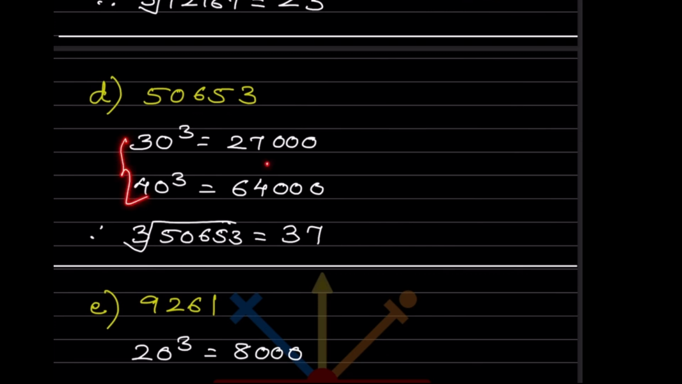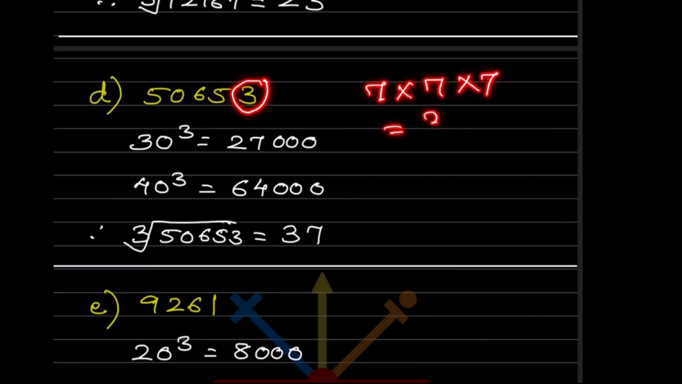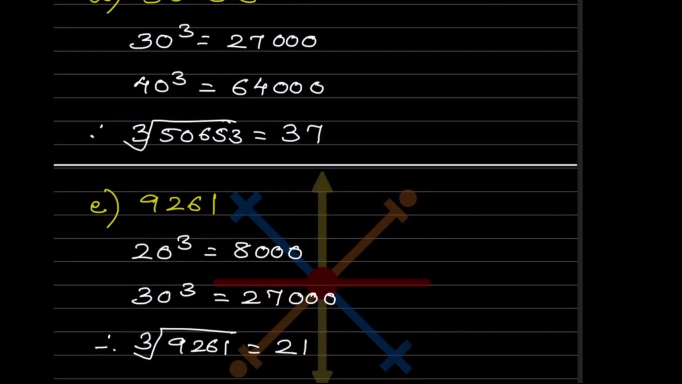You can just check, because 30 cube is going to be 27,000 and 40 cube is going to be 64,000. So now you are going to concentrate again over here. So what is the possibility? Because 7 into 7 into 7, that is going to be 343. So here you get the unit place is 3. So this is in between 30 and 40, so it should be 37.